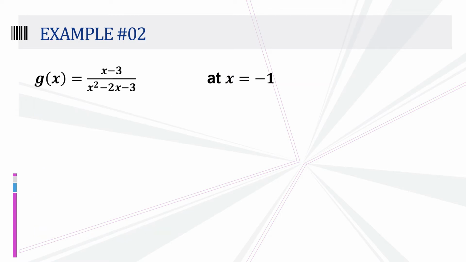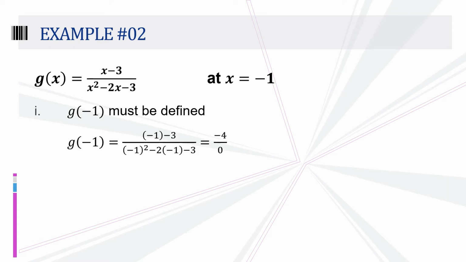So second example, g of x is equal to x minus 3 all over x squared minus 2x minus 3, and determine its continuity at x equals negative 1. So first, g of negative 1 must be defined. So by direct substitution, that is just equal to negative 4 over 0, which is undefined.